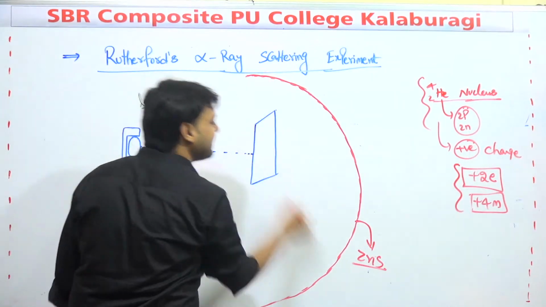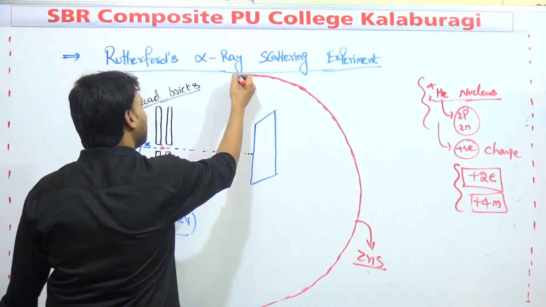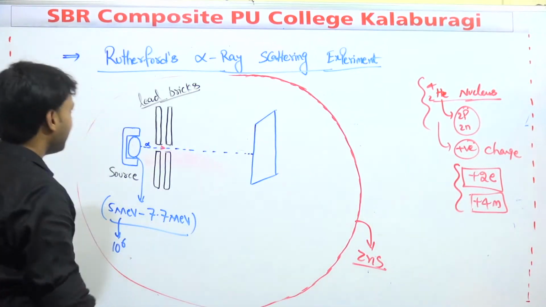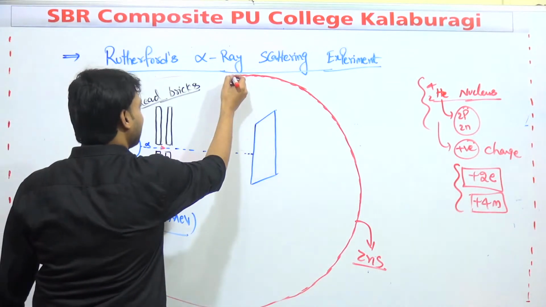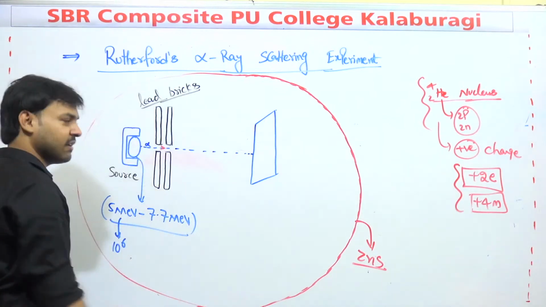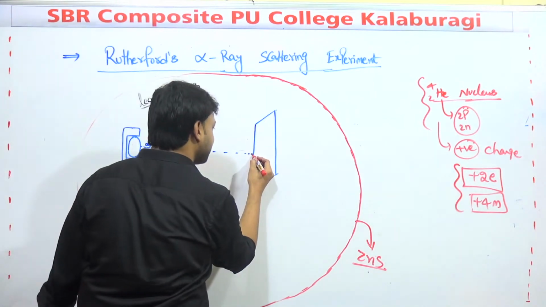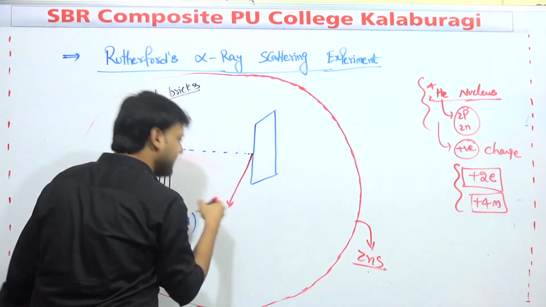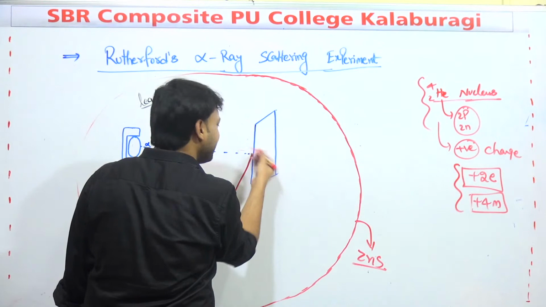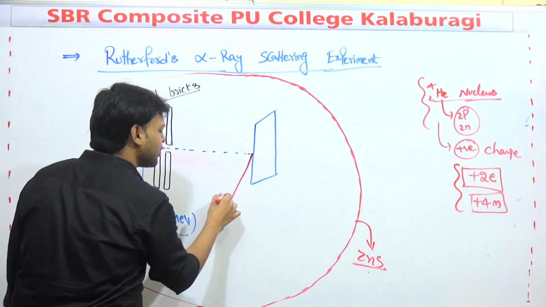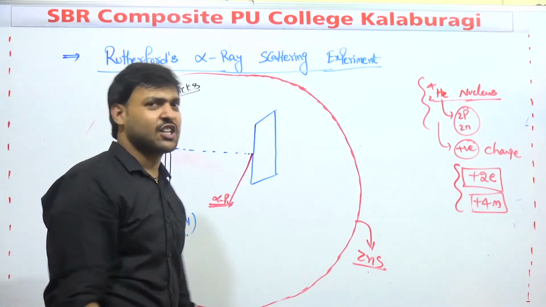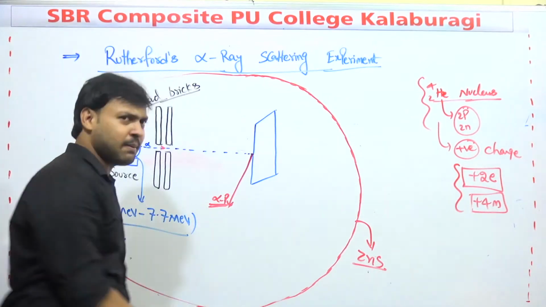It can deviate in that, it can deviate in this. So you can make it as a circular screen. Better. Why? Because after striking, chances are there that the alpha particle can deviate in this direction. Yes or no? So it can deviate in any direction. Only one direction I am showing. After striking, it can deflect in any direction. Right? So this is the experiment what he did.